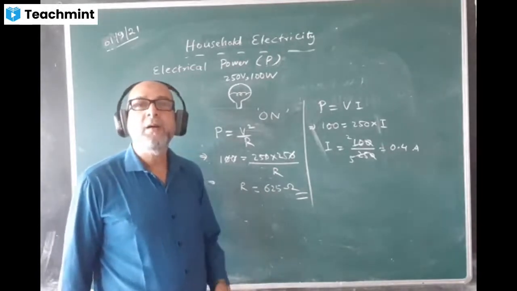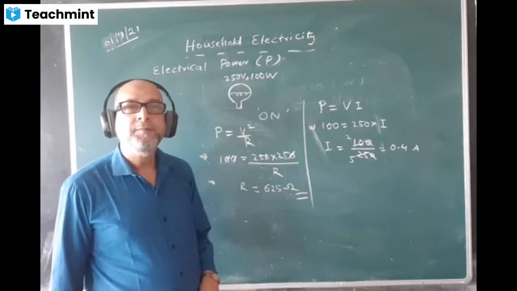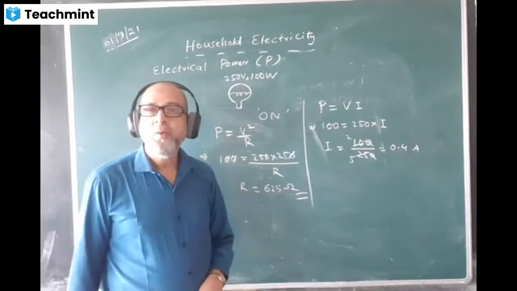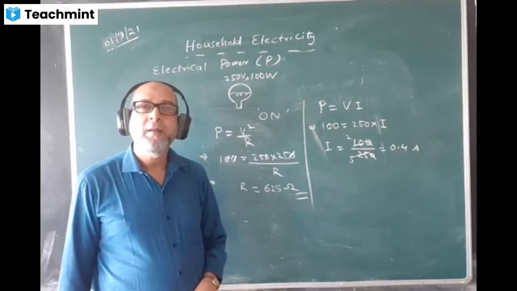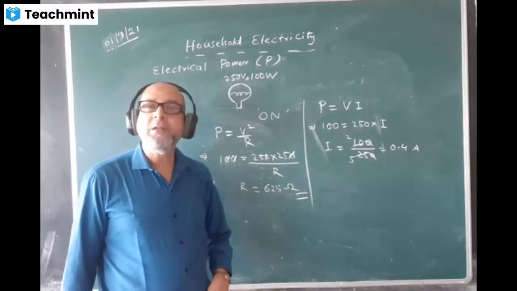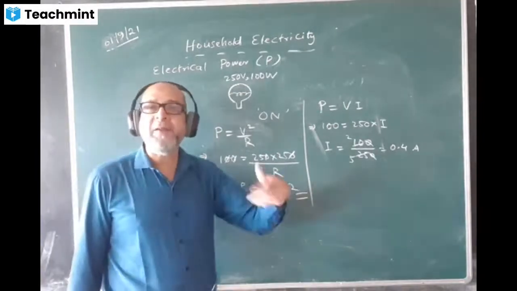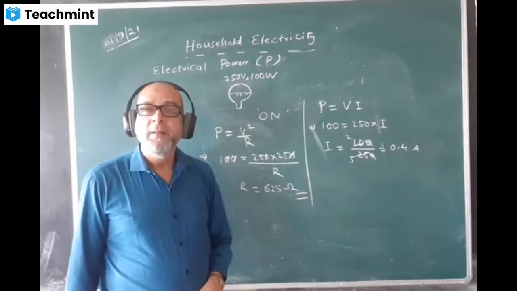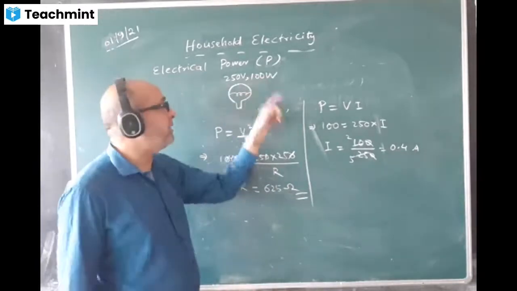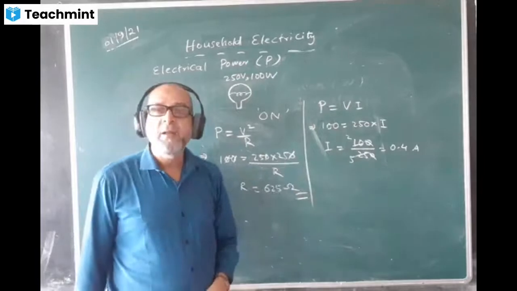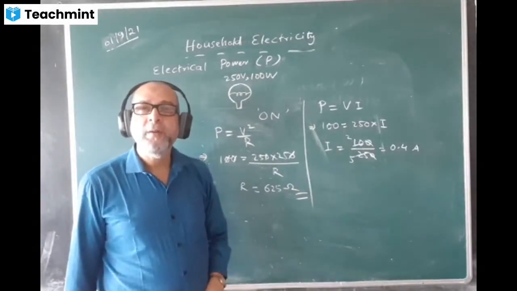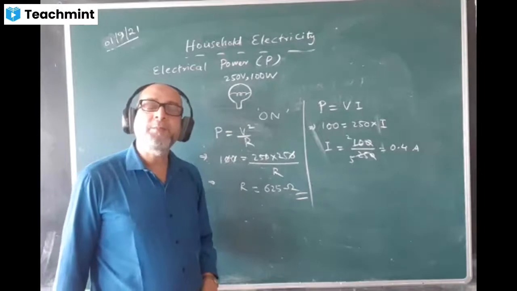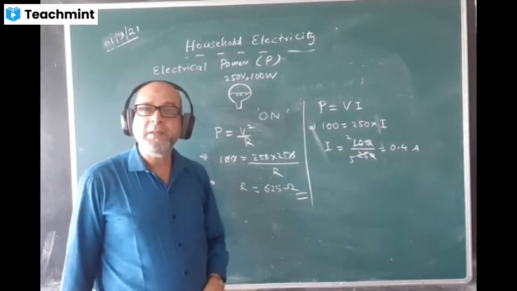Excuse me, sir. Yes, yes. Can we use the formula P is equal to V square by R? P equal to V square by R, I am getting R value. Then P is equal to I square R. Yes, you can use that because now R is known. We can use that and find the value, the answer will come the same. But only after finding R we can do that. But without finding R, from this information you can find directly, P equal to VI and find the value of I. Both are correct, if we use any way, we will get the same answer.